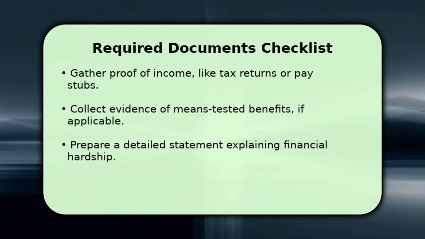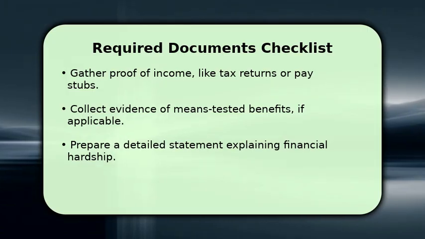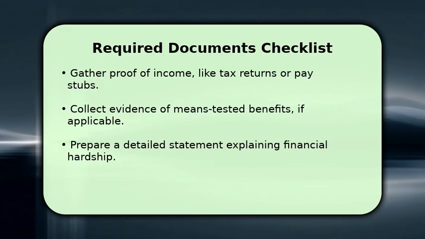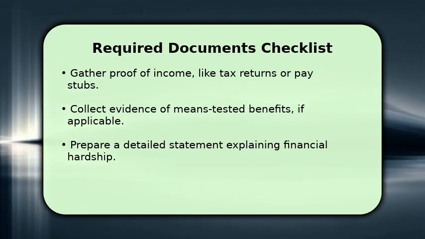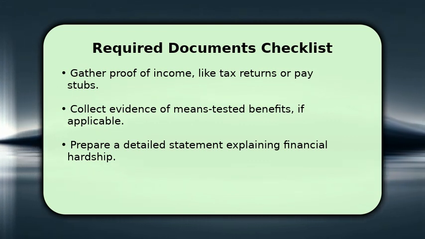Once you've determined your eligibility, it's time to gather your supporting documents. You'll need proof of your household income, such as recent tax returns, pay stubs, or a letter from your employer. If you receive means-tested benefits, include copies of award letters or benefit statements. For those claiming financial hardship, a detailed personal statement explaining your situation, along with supporting evidence like medical bills, is essential. Organize everything clearly for a smooth process.